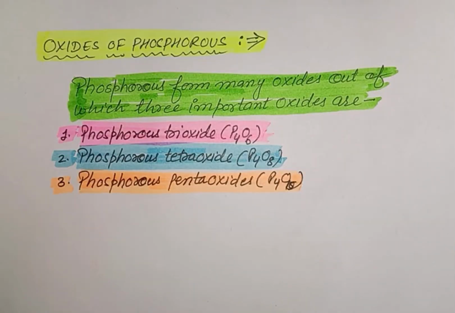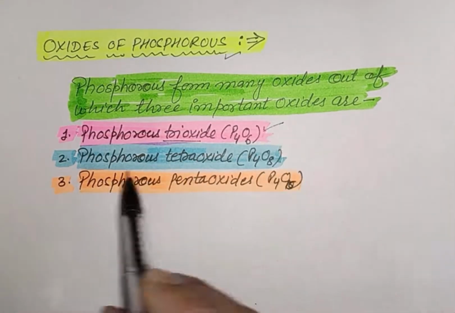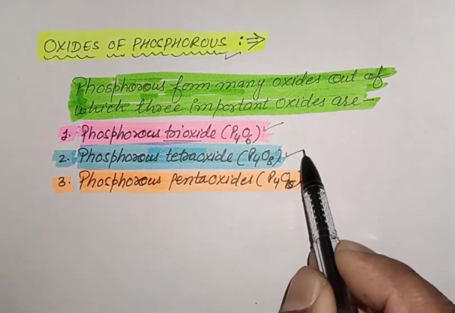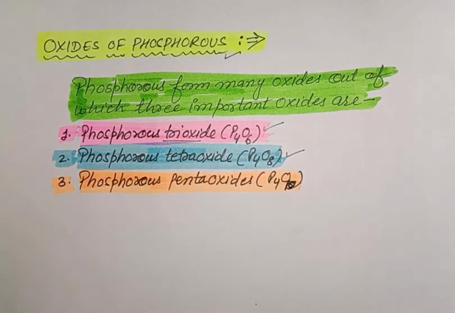The next topic is oxides of phosphorus. We know that phosphorus forms many oxides, out of which the three important oxides are phosphorus trioxide, that is P4O6, phosphorus tetroxide, that is P4O8, and phosphorus pentoxide, that is P4O10.